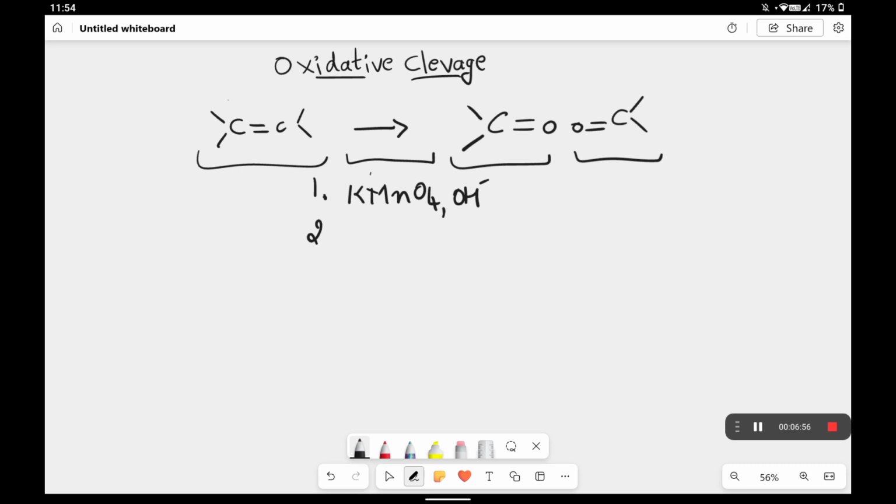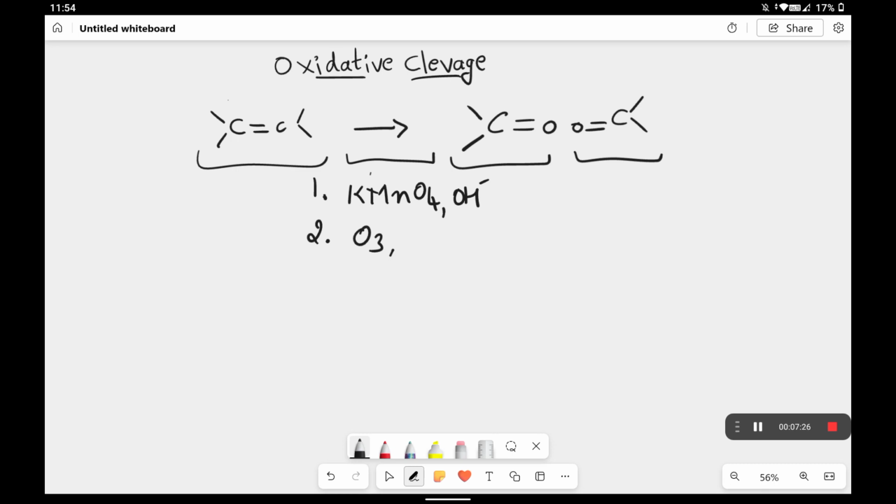And one more reagent is O3, the addition of ozone. Okay, ozone, you know that one. This is a molecule which is highly stable only at very low temperature. You have to maintain a very low temperature for this reaction. Why? If you heat up this ozone, then you will end up with nascent oxygen and oxygen.